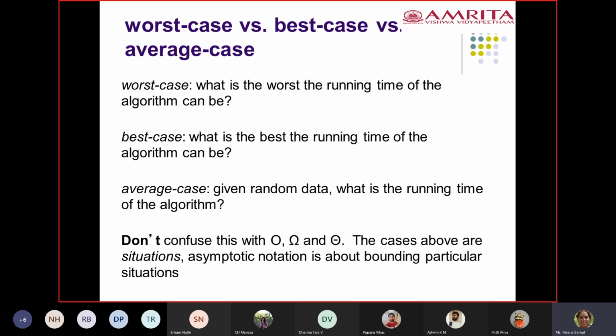One was the best case. Best case means the first element itself was the maximum element. Worst case will be the array is in increasing order. And random case will be, something is given in the array that is not the best case and also not the worst case. So given random data, what is the running time of the algorithm?